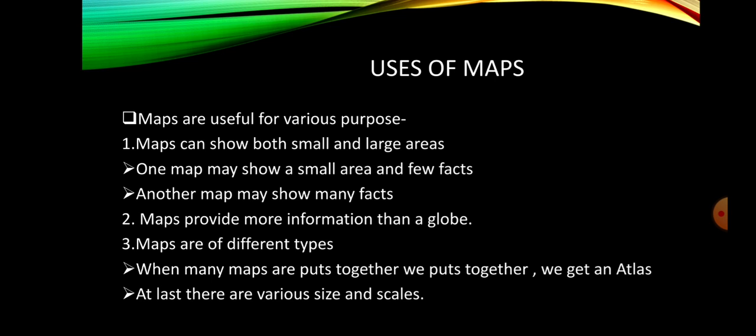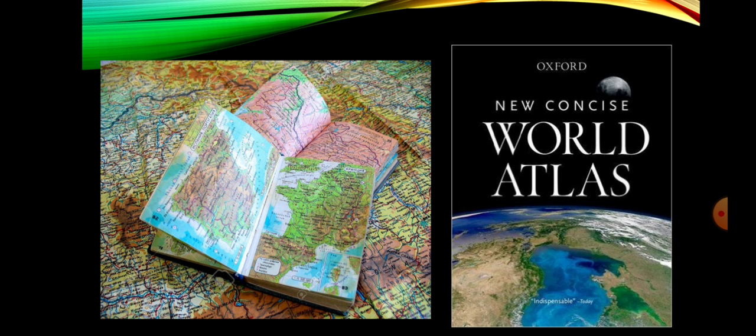Next, we will also find different types of maps, and when we put several maps together, they form one book which is called an atlas. In an atlas, we will also find various sizes, and the scales are also found in different ways. This is the picture of an atlas, how the atlas book looks and the pages of the atlas.